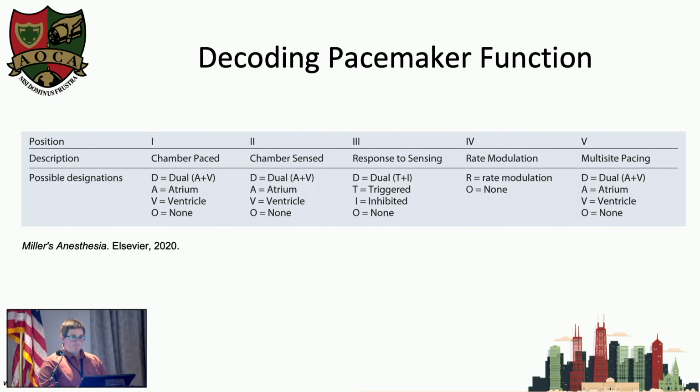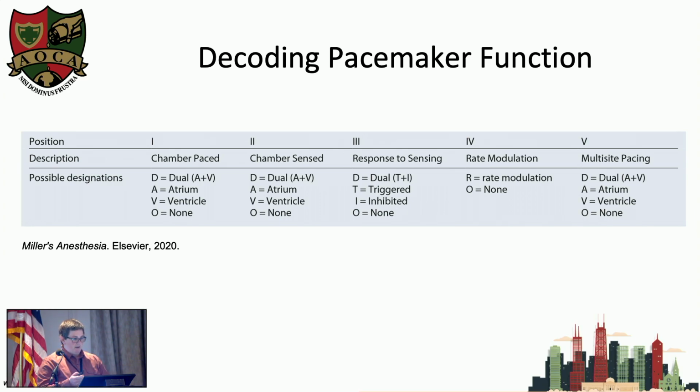Pacemakers have a standardized code as far as what their programming is, and that's a 5-position code. The first position is what chamber is paced. I always remember you're not going to put in a pacemaker and not pace something, so that's an easy way to remember that the first position is always which chamber is going to be paced. So you can either pace just the atrium if they have intact AV conduction, you can pace the atrium and the ventricle, or just the ventricle, and that's why we have D for both, dual, A for atrium, and V for ventricle. The second position is what chamber is sensed.